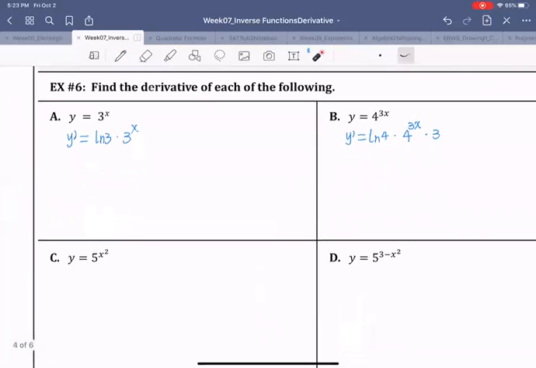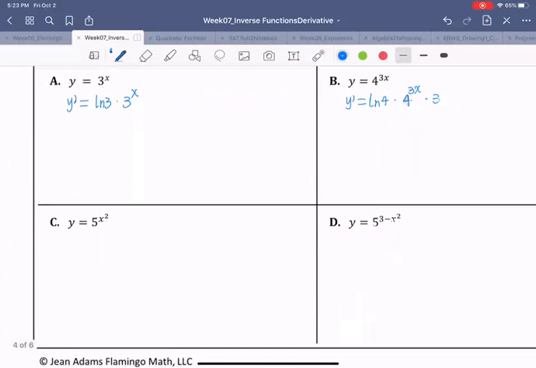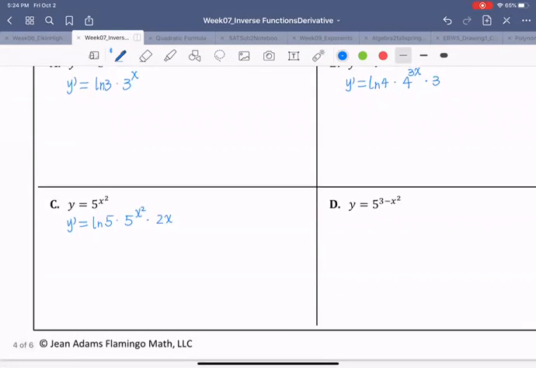Now let's do part c: 5 to the x squared. You take care of this as an exponential function first, so of course you do ln 5 first, and times 5 to the power of x squared, times 2x, since the derivative of x squared is 2x. Okay, I understand. So the other one would be ln 5 times 5 to the 3 minus x squared, and then times negative 2x. Okay, I got it.